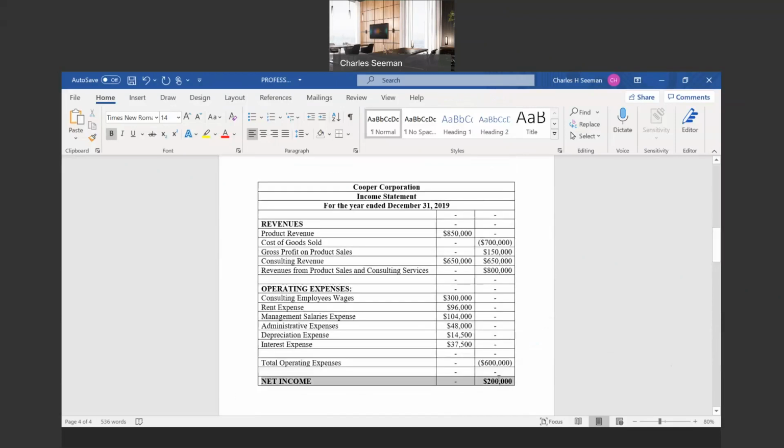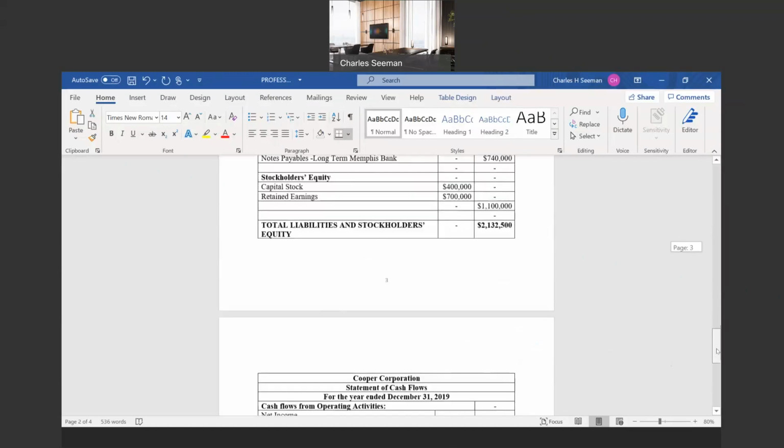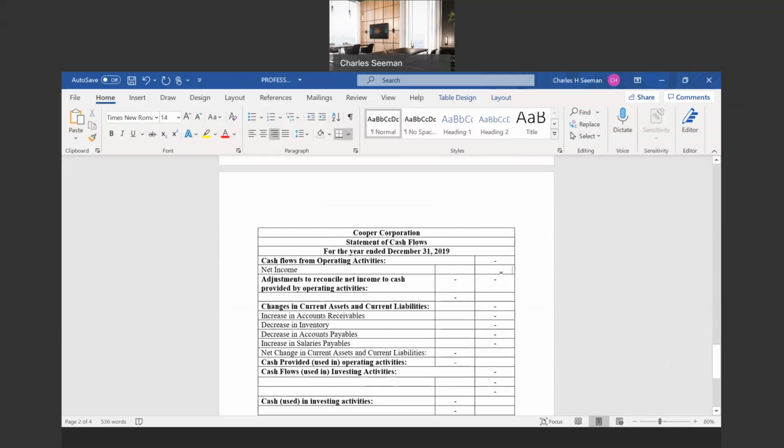So this number is the first step in the statement of cash flows. Now you have a second section. By the way, you also need a heading, cash flows from operating activities. The second section is adjustment to reconcile net income to cash provided by operating activities.